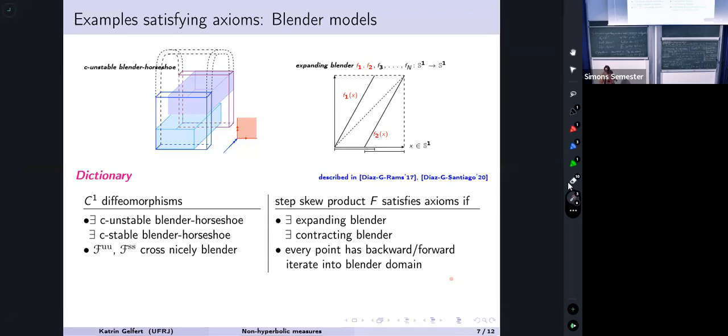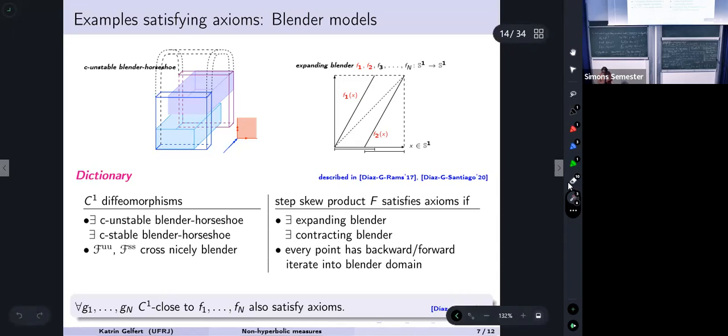And as I said, there is a dictionary between these step skew products. Here, an expanding blender you can see as a C^1 unstable blender horseshoe. Like here, there is one big picture. Contracting blenders translate to C^1 stable blender horseshoes. And this property that every point has a backward and forward iterate into the blender translates more or less to the property that these foliations, the strong foliations, are minimal. Okay. So this is the first set of examples we had.